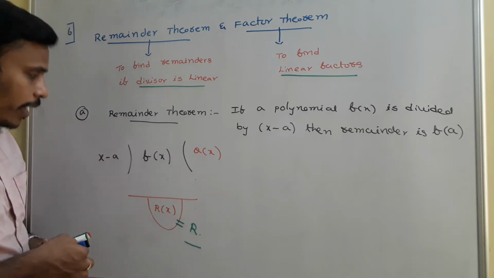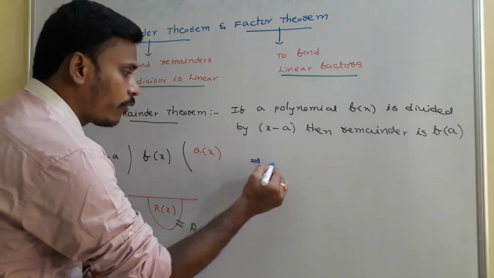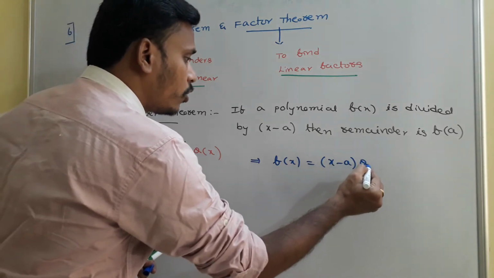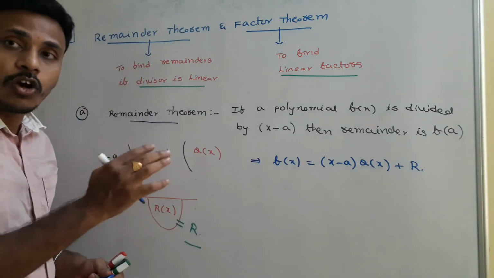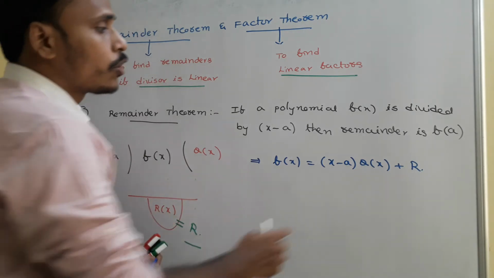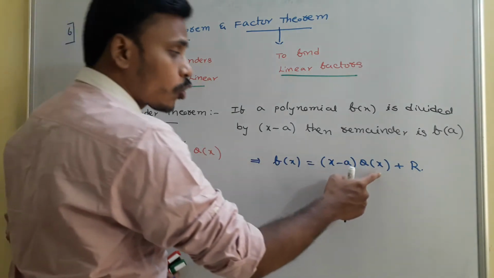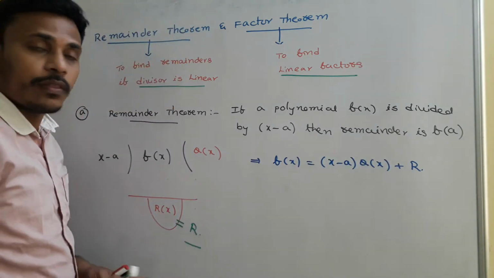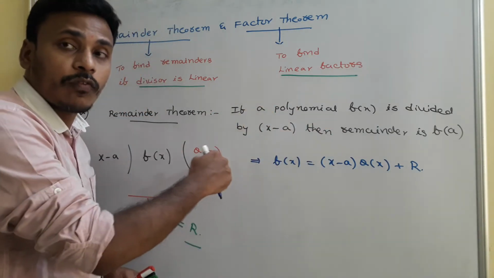Now when you apply the statement of the division algorithm for this division, we have dividend f of x equals divisor x minus a into quotient q of x plus remainder r. The remainder is just a constant polynomial, so use the constant r. Now our target is to find the remainder, and I don't know the quotient. To eliminate the quotient, I will make x minus a equal to 0. This division algorithm statement is true for all values of x, so you may take any value in the place of x.